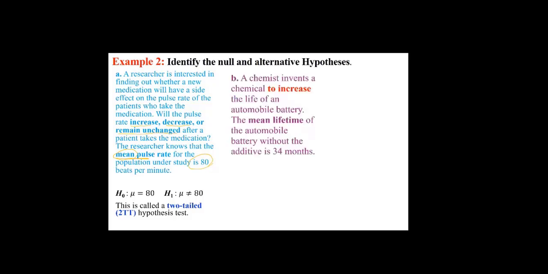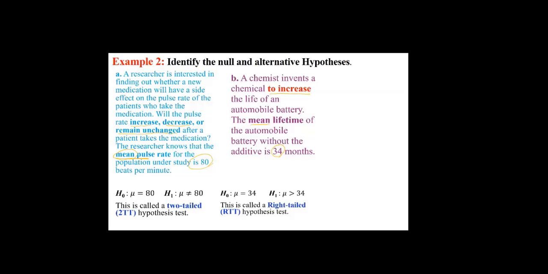A chemist invents a chemical to increase the life of an automobile battery. The mean lifetime of the automobile battery without the additive is 34 months. Now, again, we're looking at the mean, so mu. What is the mean, or mu, equal to? 34 months. So H0: mu is 34. Going back, rereading the question, the chemist invents a chemical to do what? Increase. That means greater than 34. It's a right tail test.